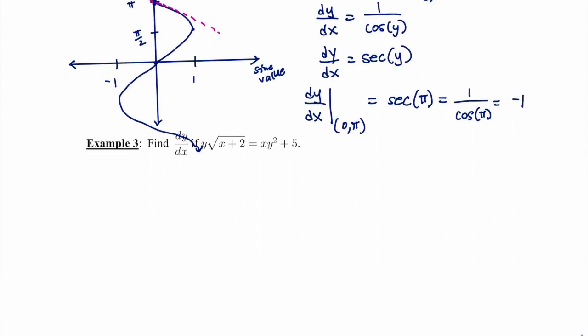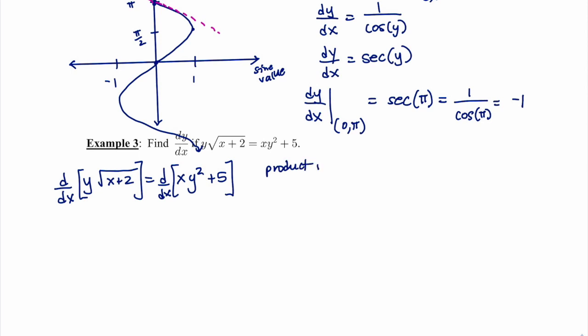All right, then, example 3. Find dy dx if y times the square root of x plus 2 equals xy squared plus 5. So we had y times the square root of x plus 2 equals x times y squared plus 5. And my first step is to do the derivative of both sides with respect to x. On both sides I have a product, so I need the product rule on both sides.